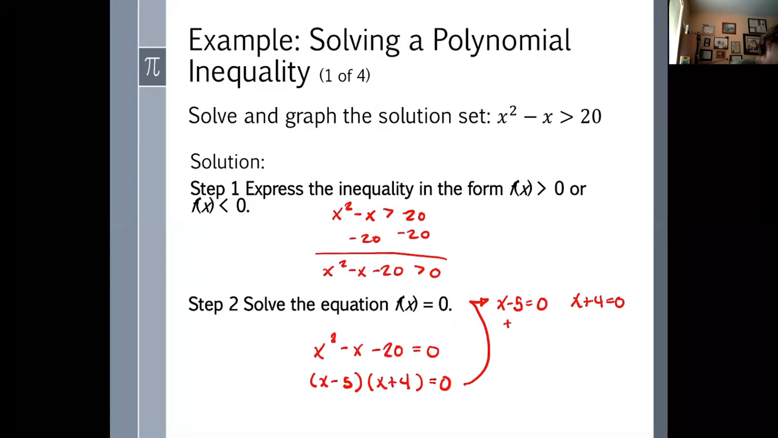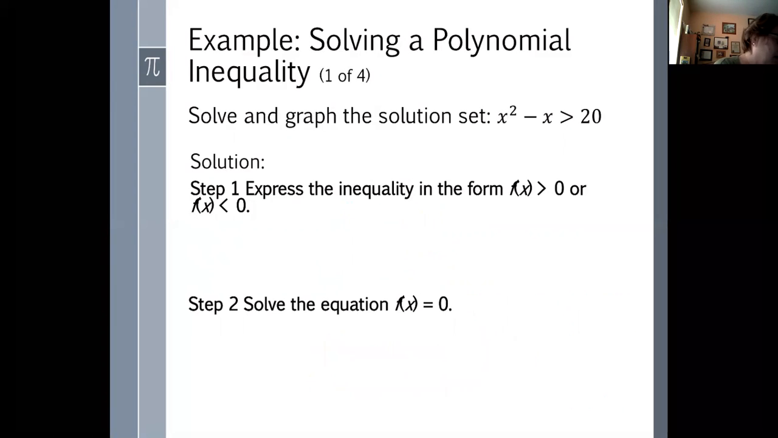I'm going to add 5 to both sides of that first one. I get x is 5. So there is one boundary point. Subtract 4 from both sides, and there is my second boundary point. So my two boundary points are 5 and negative 4.